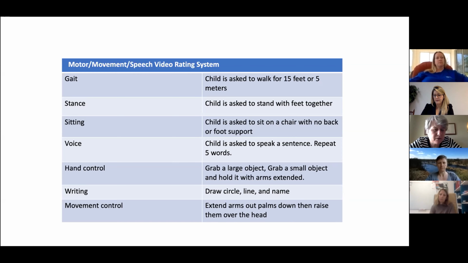We have a rating scale system. It will all be on video, and it will allow us to get a number score for each component, and then an overall component score.